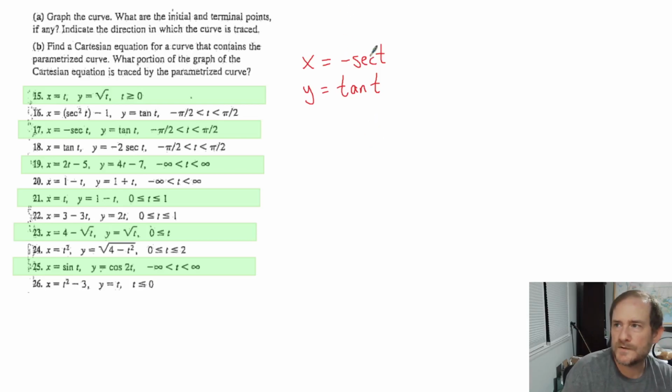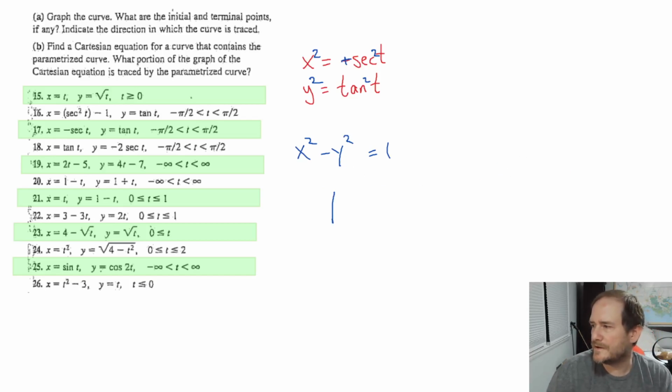All right. So here we've got a negative secant. We've got a tan. We definitely want to square both sides again to get to secant squared. If I square both sides, this will square, and the negative will cancel out. This will square, this will square. And now I can subtract. So I get an x squared minus a y squared that equals 1. And hopefully you recognize this as a hyperbola.